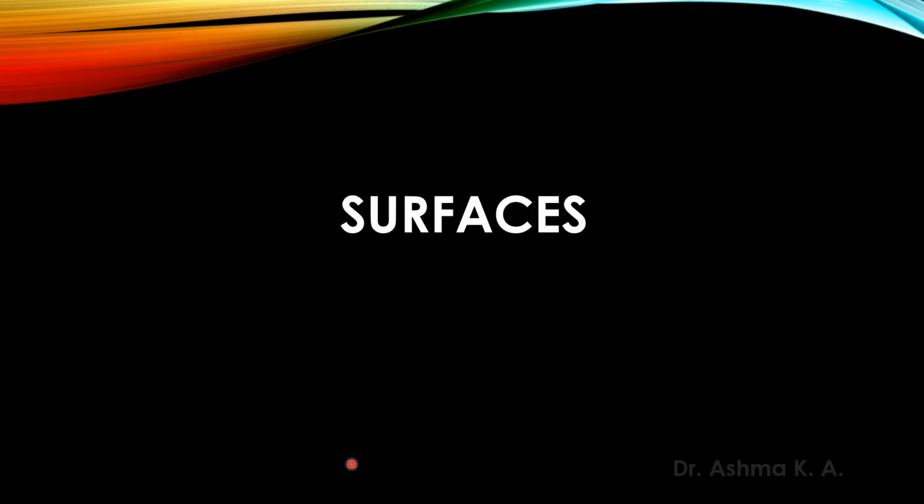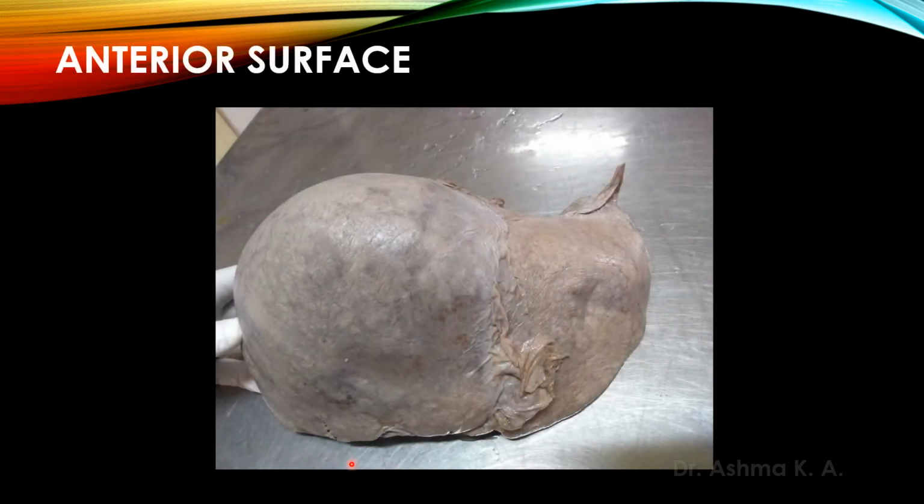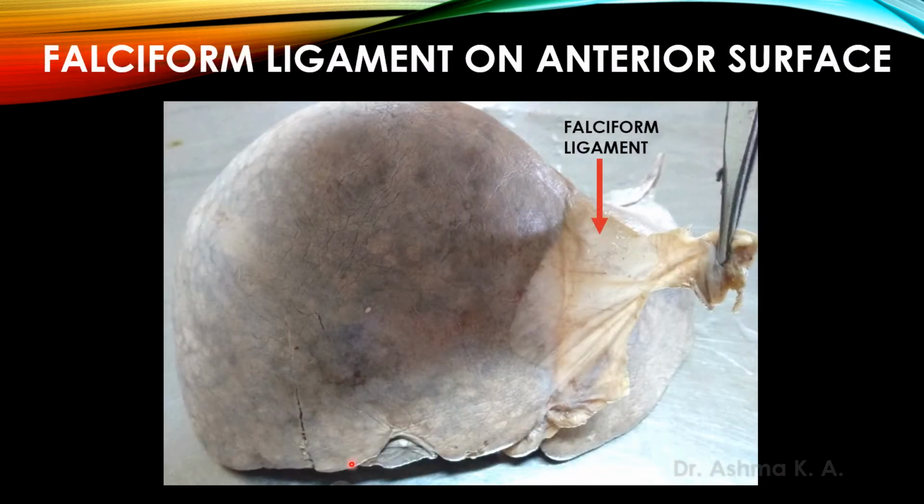Let's see a detailed description of each of the 5 surfaces of the liver. The anterior surface is the largest surface of the liver. It's related to the muscles of anterior abdominal wall, especially the rectus abdominis covered by the rectus sheath. The falciform ligament is attached to the entire anterior surface and it forms a landmark for anatomical division of the liver into right and left lobes.